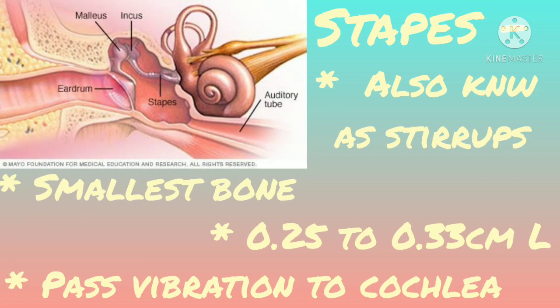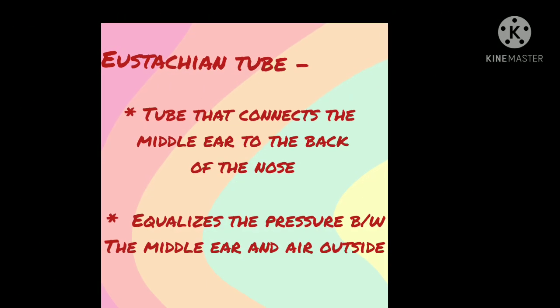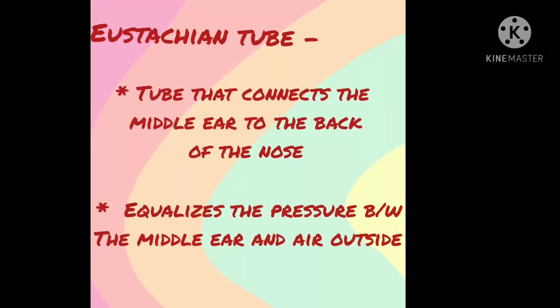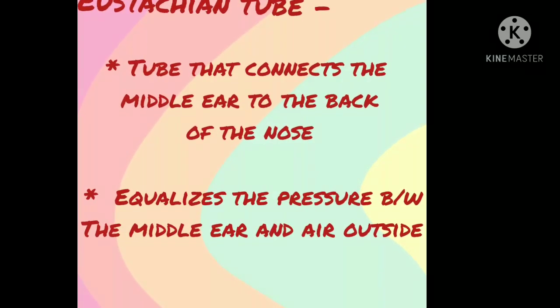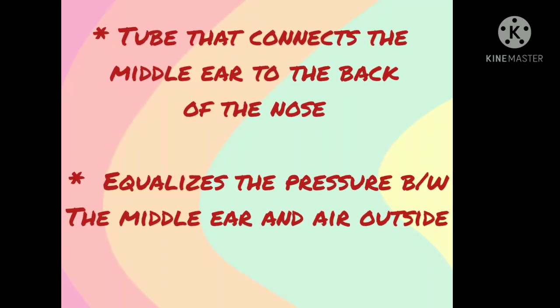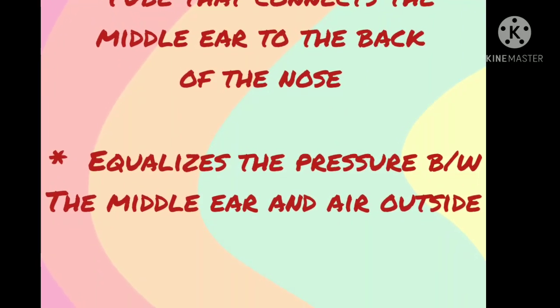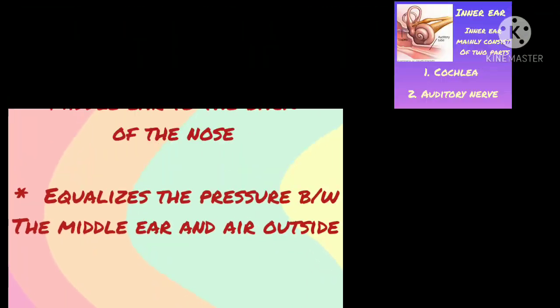Stapes. Another name of stapes is stirrup. Stapes is a tiny U-shaped bone that passes the vibration from the anvil to the cochlea. It is the smallest bone in the human body, which is about 0.25 to 0.33 cm long. As you can see in the image, a Eustachian tube. A Eustachian tube is a tube that connects the middle ear to the back of the nose. It equalizes the pressure between the middle ear and the air outside.